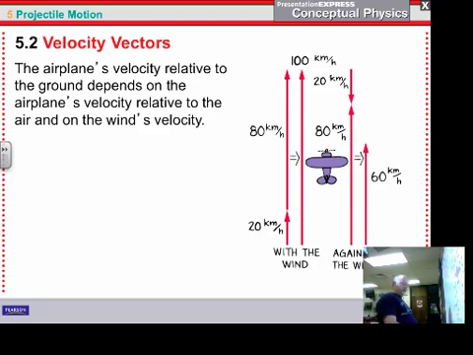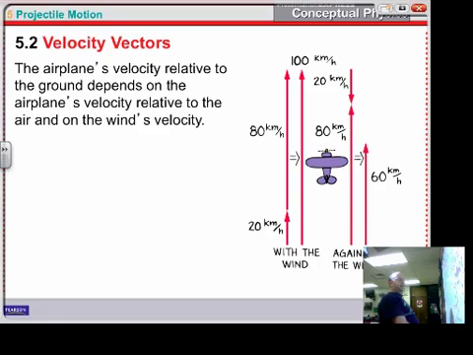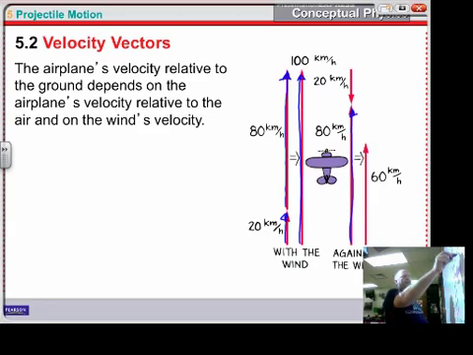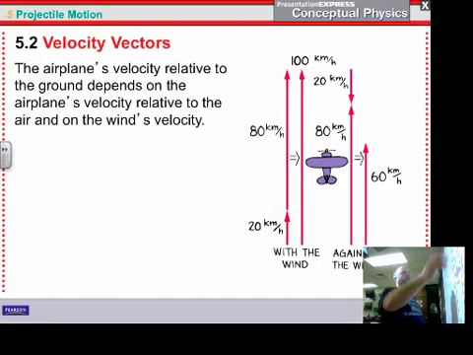So, for instance, let's say that we've got this airplane going 80 kilometers per hour, but the wind is going in the same direction at 20 kilometers per hour. So what's his total? Pretty simple. Add them together, and you get 100. However, if he turns around and goes the other way, now he's going 80, but the wind is going against him at 20, and his resultant is only 60 kilometers per hour when it's all said and done.